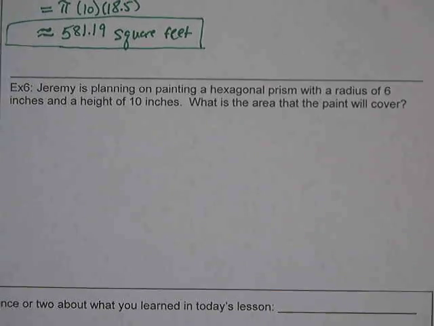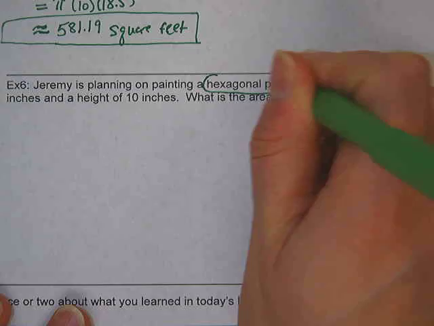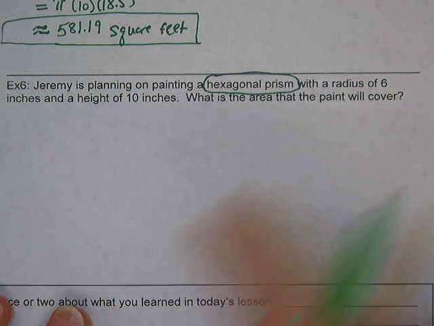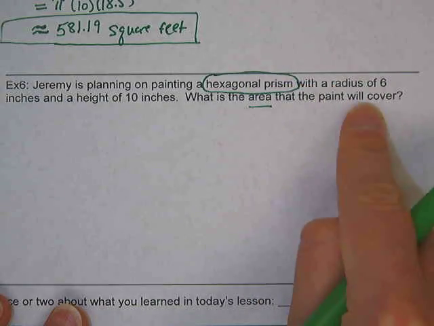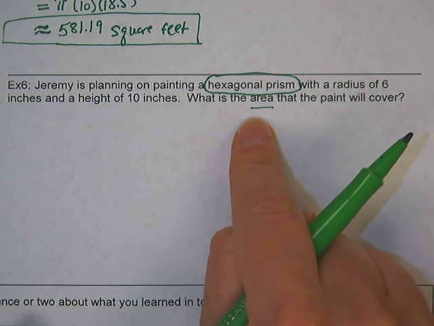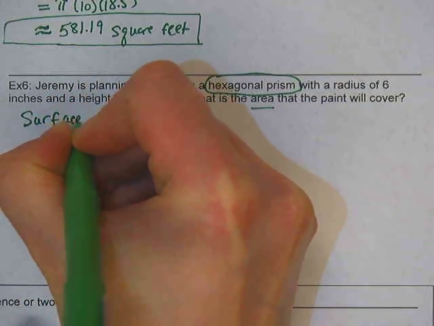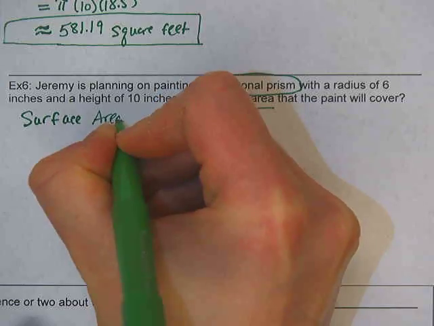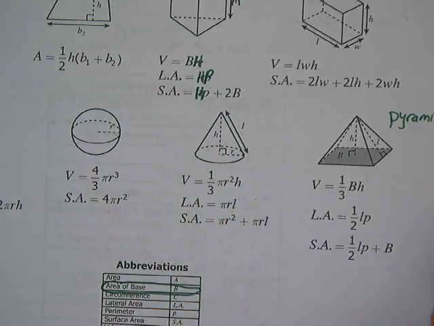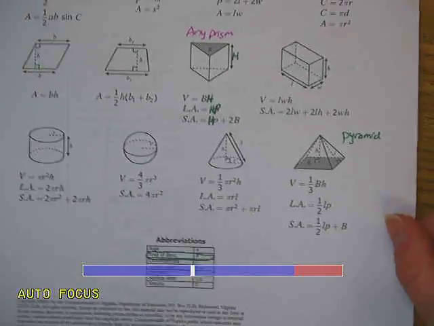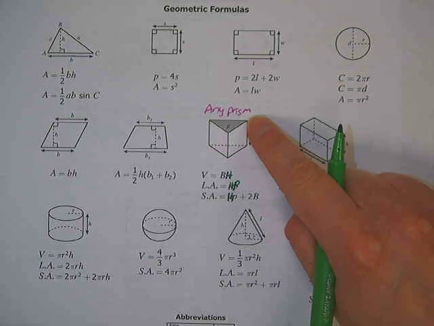Okay, last example. Jeremy is planning on painting a hexagonal prism with the radius of 6 inches and a height of 10 inches. What is the area that the paint will cover? I don't know why he's doing this, but he is. So we have a hexagonal prism, radius of 6 and a height of 10. We want the area that the paint will cover. Because we want all of it, we're going to want surface area. If we only wanted certain surfaces, then we might actually want lateral area or something else. But for this problem, we're going to want surface area.